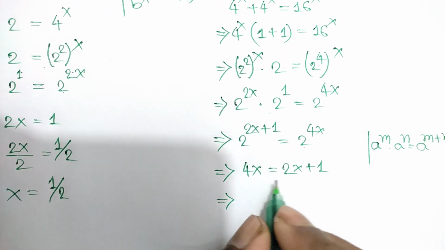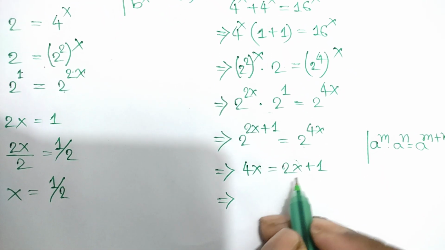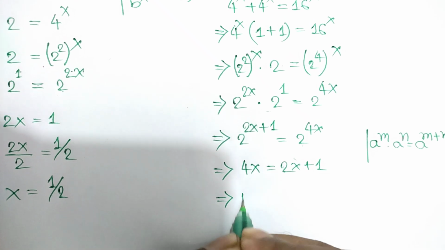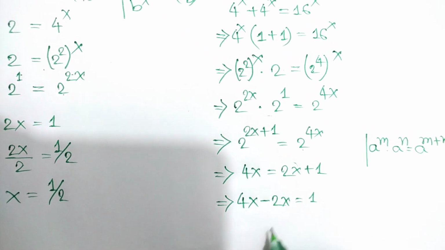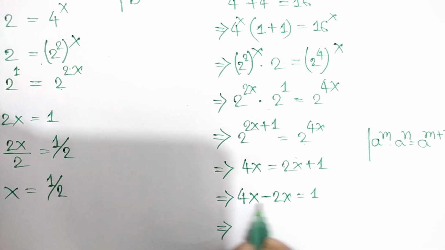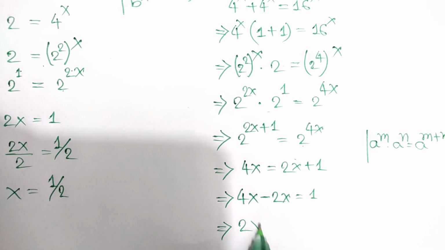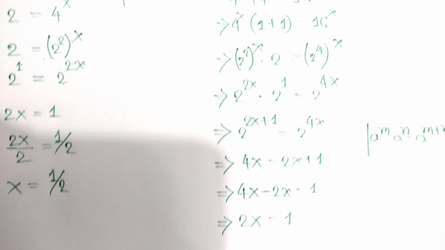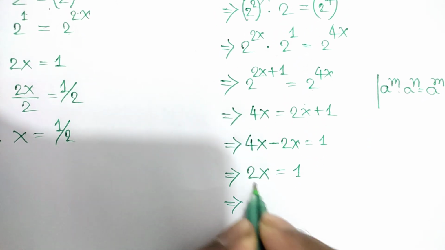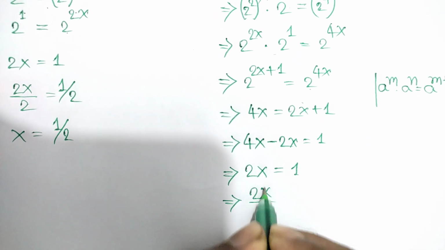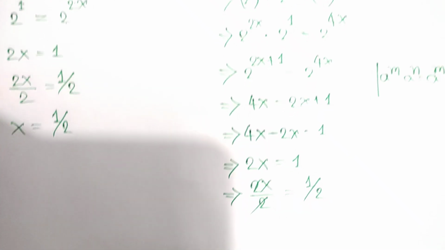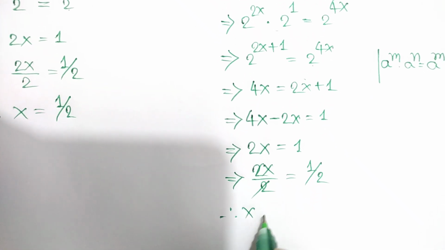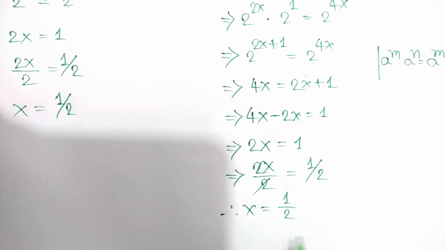This 2x take to the left side, we will write here 4x minus 2x is equal to 1. 4x minus 2x is 2x is equal to 1. Now divide both sides by 2, we can write here 2x over 2 is equal to 1 over 2. This 2 cancels out this 2, so finally the value of x is equal to half.